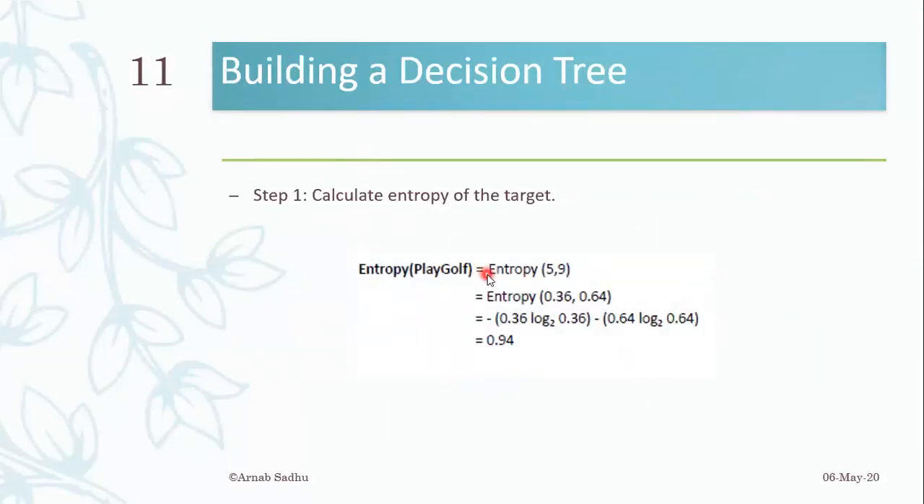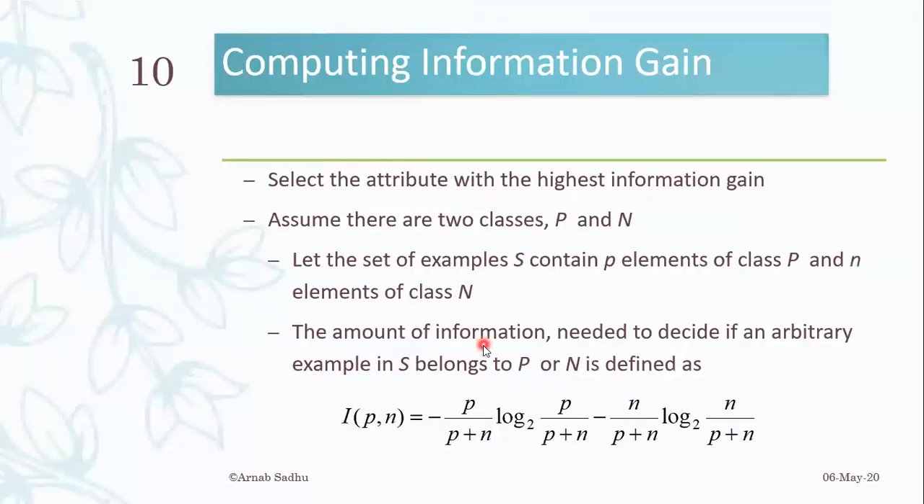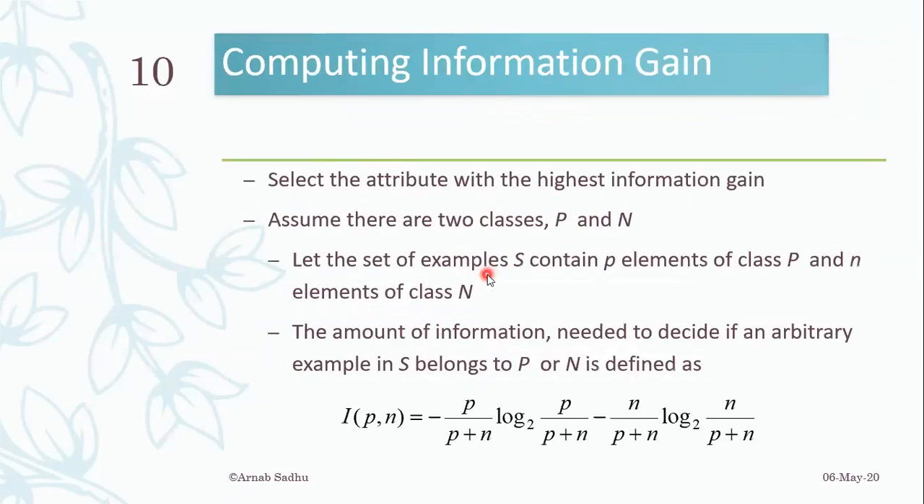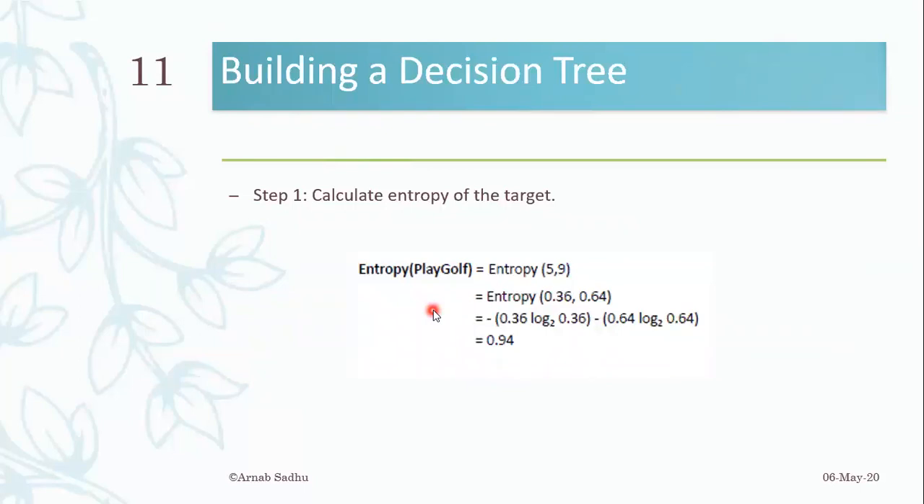Now, I'll straight away go to the example. So here it is. The first step while building a decision tree is to calculate the entropy of the target. What is the target? Target is the decision attribute. Here in our example, the decision attribute was yes no type.